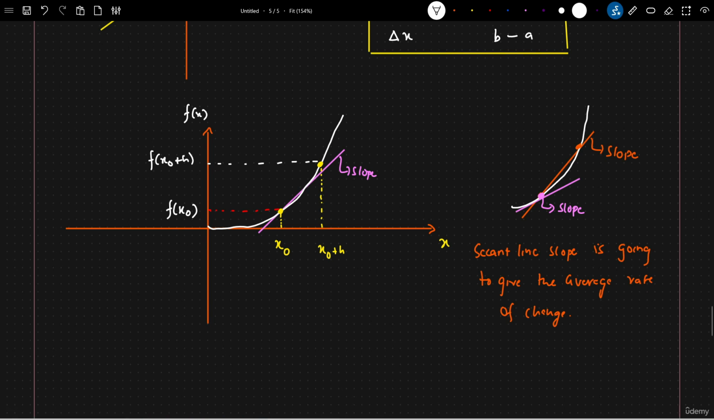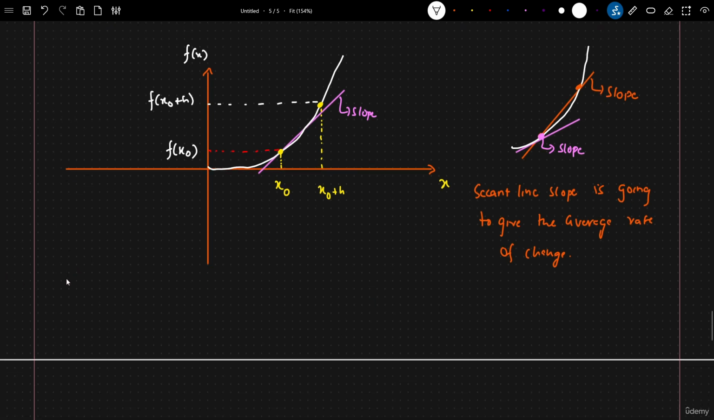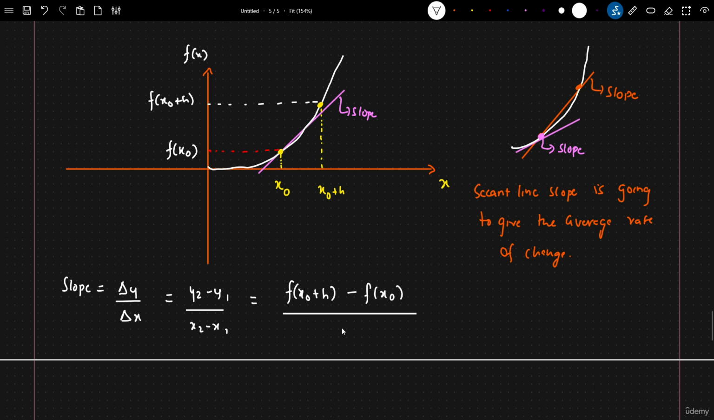Now if I want to do the computation again in order to calculate the slope, how do we do that? In slope, we can write it is nothing but delta y by delta x. Delta y is nothing but y2 minus y1, divided by x2 minus x1. So what exactly is y2? y2 is nothing but f of x0 plus h, minus f of x0, which is my y1 coordinate over here, divided by x2. x2 is nothing but this one, x0 plus h, minus my x1, which is nothing but x0.